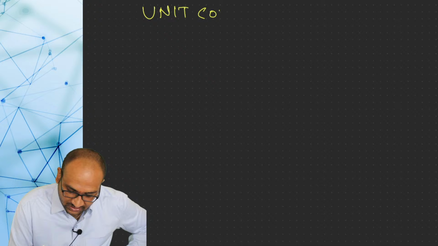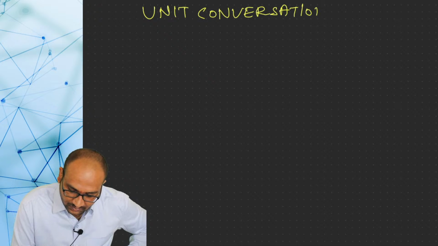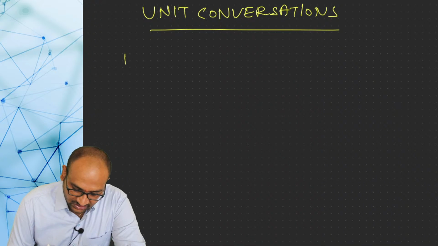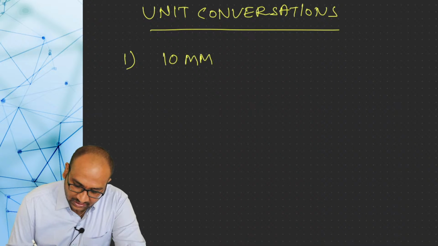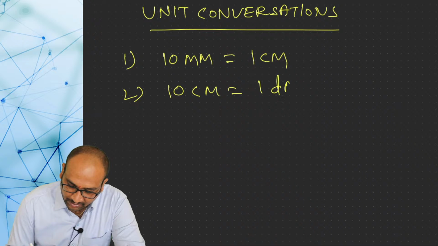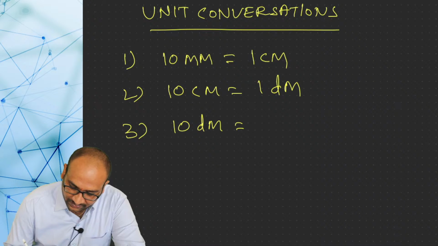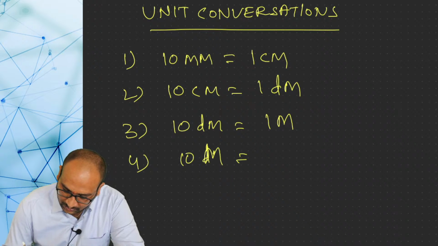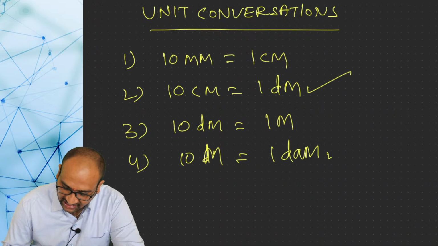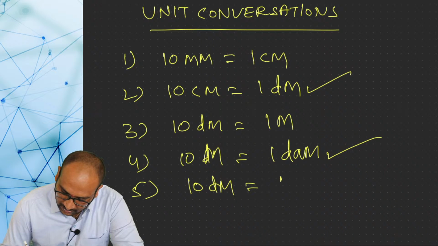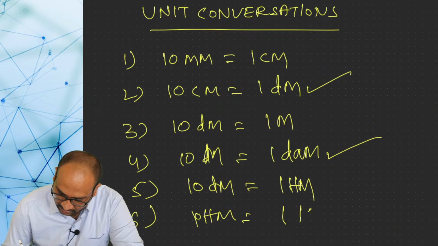Now we will see unit conversions. Unit conversions are very important before constructing any scale. So unit conversion. First one is, we all know that 1 centimeter is equal to 10 millimeter and 10 centimeter is equal to 1 decimeter. 10 decimeter is equal to 1 meter and 10 meters is equal to 1 decameter. dm means decimeter, dam means decameter, and 10 decameter is equal to 1 hectometer. 10 hectometer is equal to 1 kilometer.